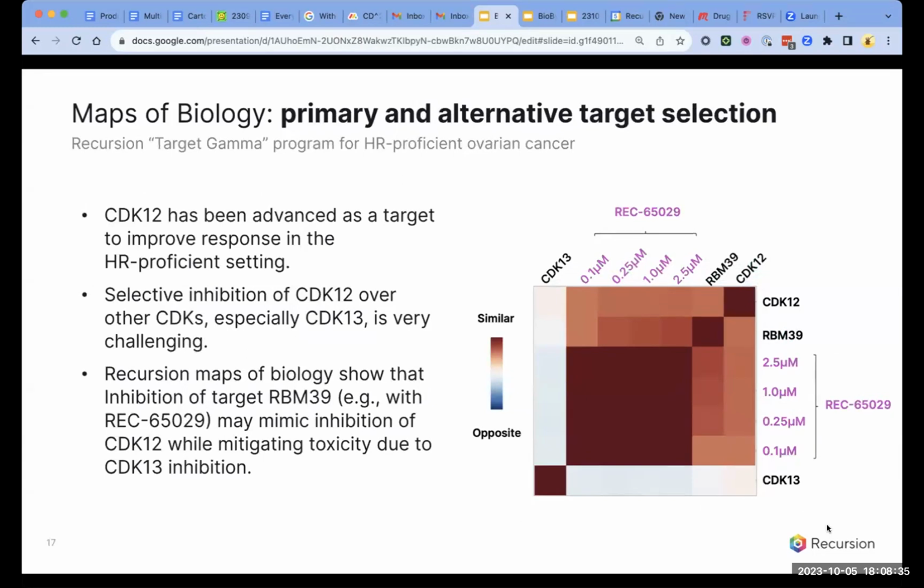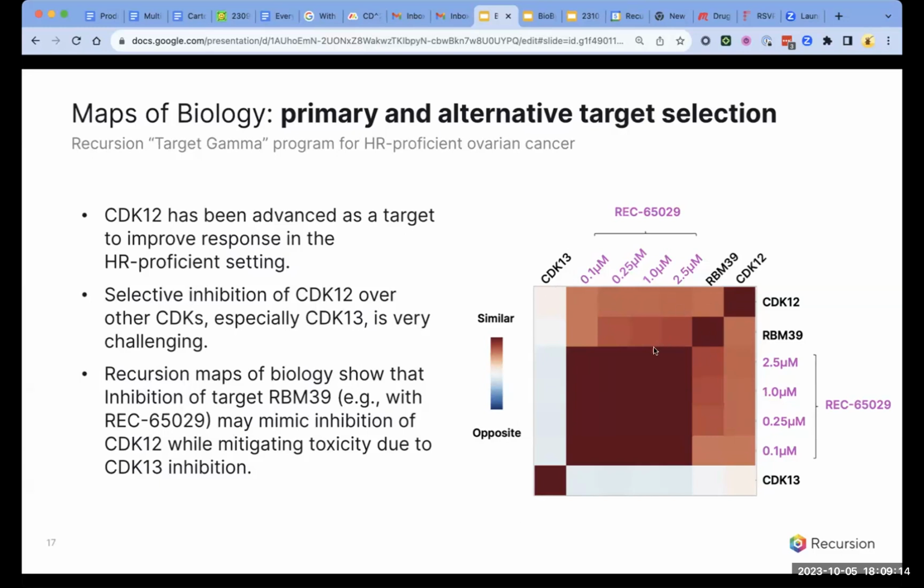We've also used this to drive programs. Recently we released some information about our Target Gamma program. This program started with CDK12, which has been advanced as an idea for improving response in this HR proficient setting. Now, the problem is that CDK12 is very similar to other CDKs, and so getting selectivity is really challenging. We were able to use our maps to identify a target, RBM39 here, which is very similar to CDK12, but which isn't very similar to CDK13.